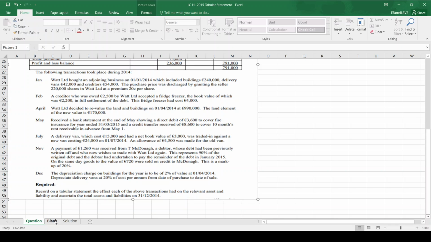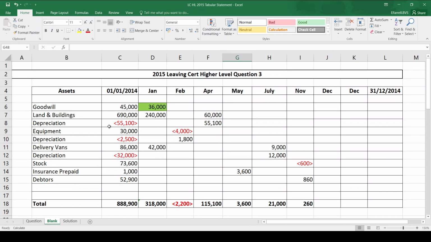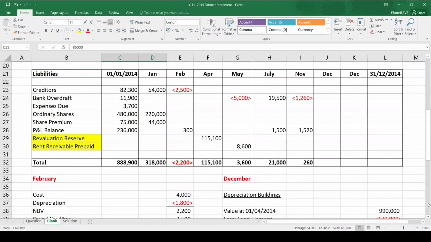So back to the question, if we look at the delivery vans were 86, and then at the start of January, they increased by 42. So for the full year, delivery vans were 86 and 42. It's 128,000 for the full year. Then on the 1st of July, they increased by a further 9,000. So for 6 months, they increased by a further 9,000. So 128,000 for the year. And then after 6 months, they increased by 9,000.